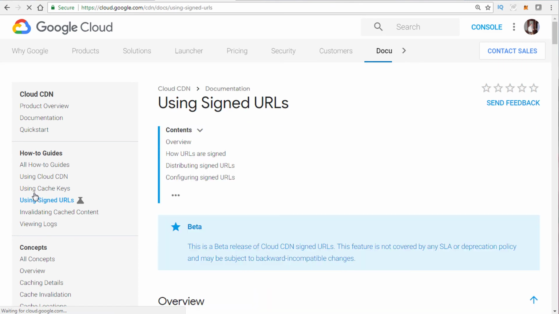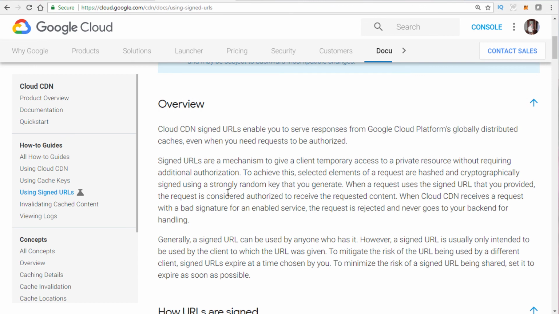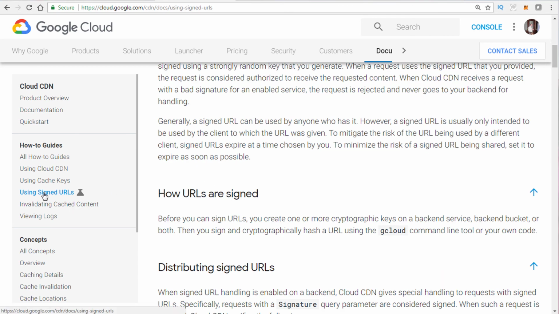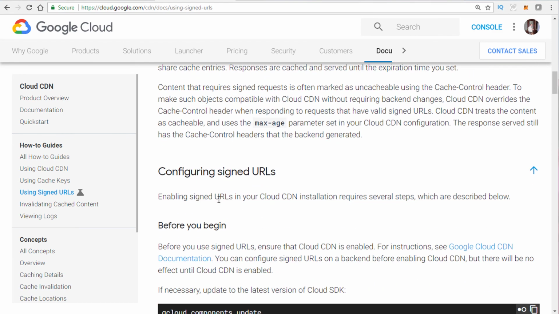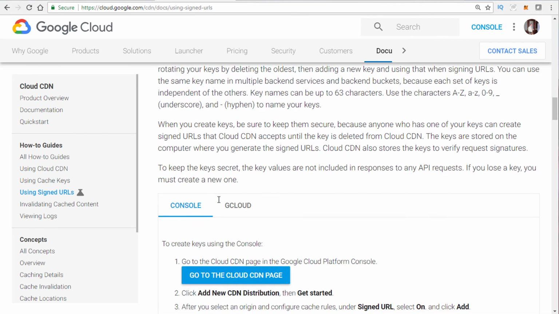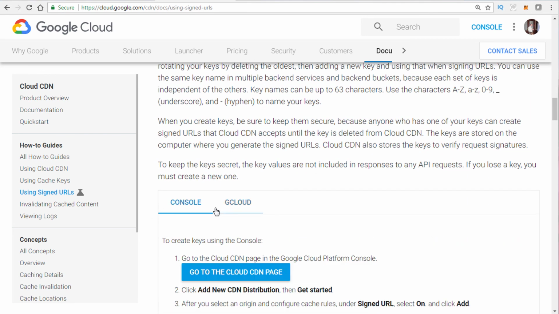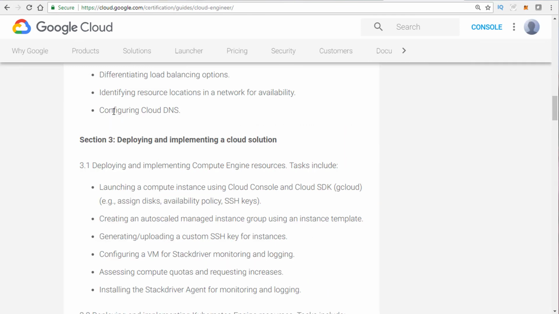Now, there's another question around, I think it was, here it is, signed URLs. Read this, understand basically why you want to use a signed URL, and understand as well how you can create keys. And you can do it two different ways, right? Okay, let's go to the next section.